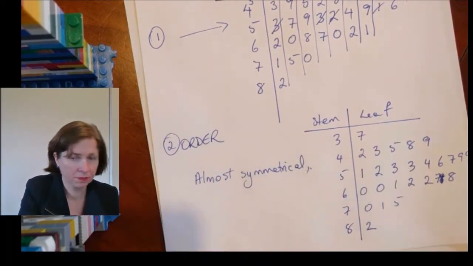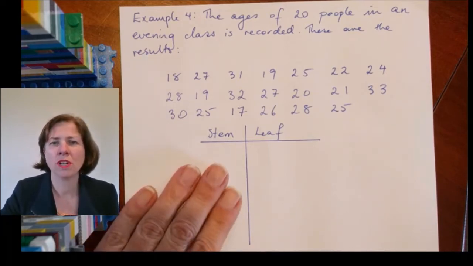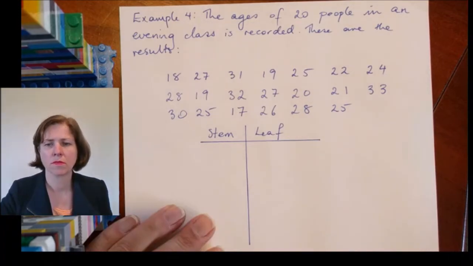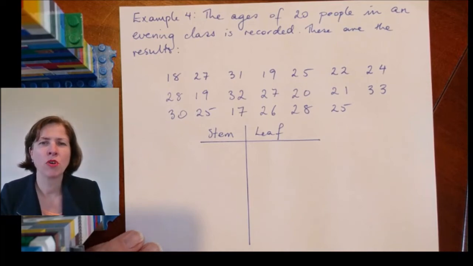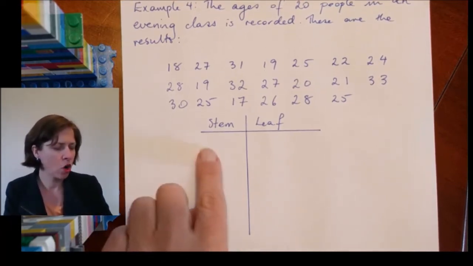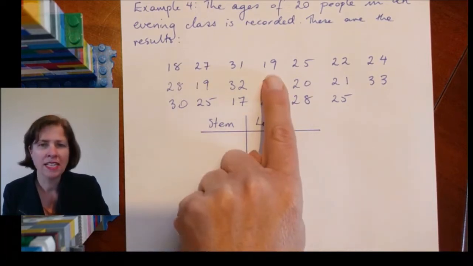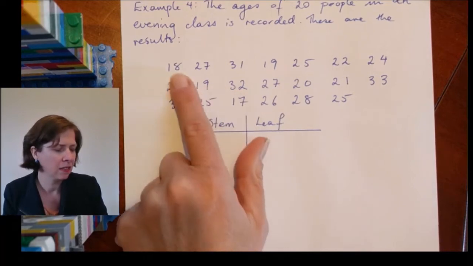That'll do. In the fourth example, we're going to record the ages of these 20 people who are attending an evening class in a stem and leaf plot. But the problem that I have is I'm only going to have 3 rows. I've got 19 and I think I've got an 18 somewhere, yep, there.